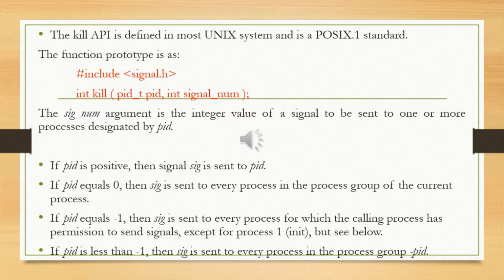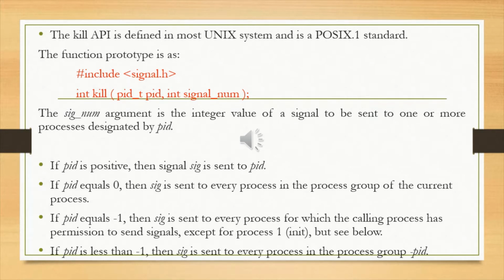The possible values of PID and their use by the kill API are as follows. A positive value: PID is the process ID, and the signal number is sent to that process. Process ID value is 0: this sends the signal number to all processes whose process group ID is the same as that of the calling process.